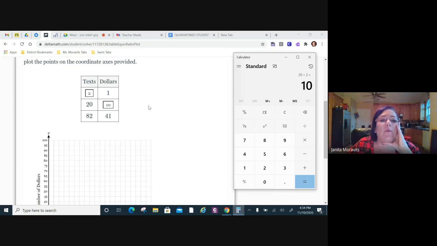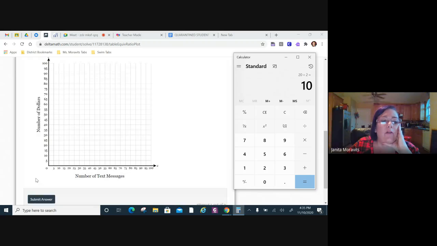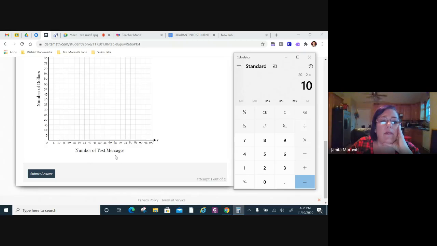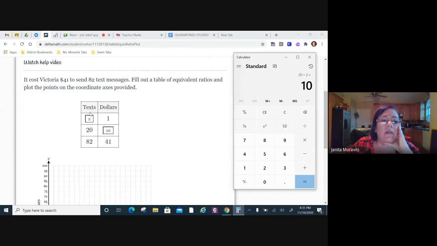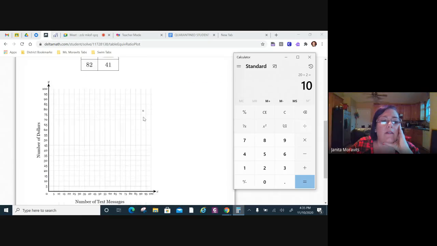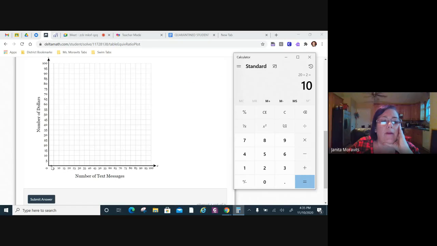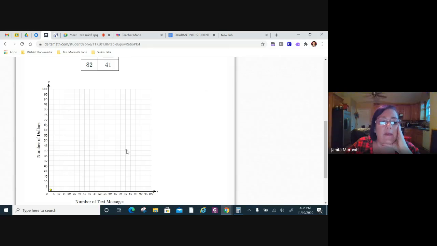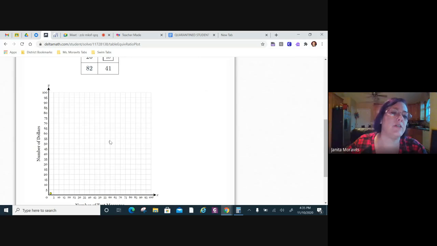All right, now what we're going to do is go down and put these in our chart. Here's the dollars. Here's the text messages. All right, so dollars are our Y. Text messages are our X. So we have 2, 1. So right here, we're going to go about here because it's not exactly a half of it, and then we're going to go up 1, 2 and 1 right there. Now you're going to have to guesstimate. I can't tell you an easier way to do this part.